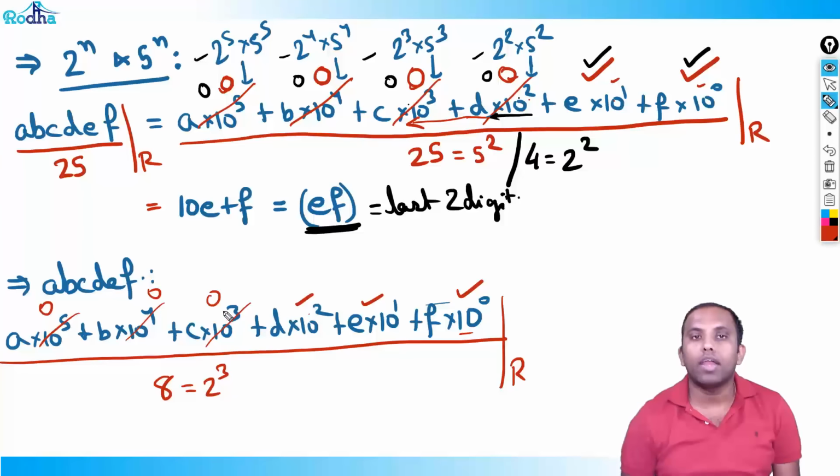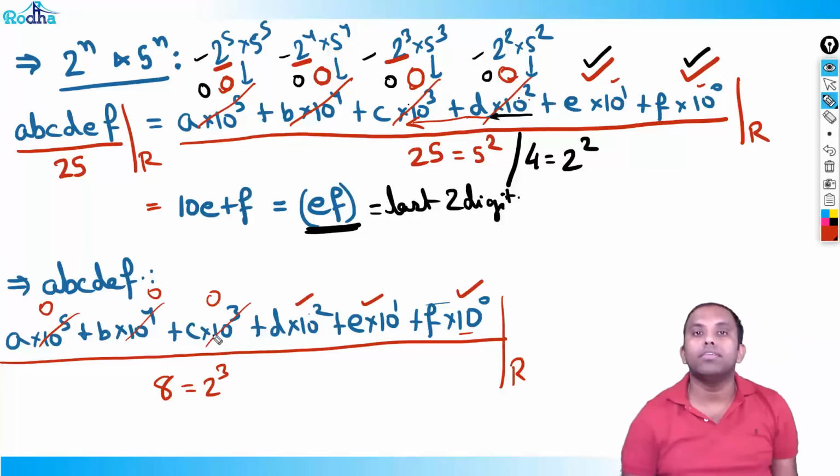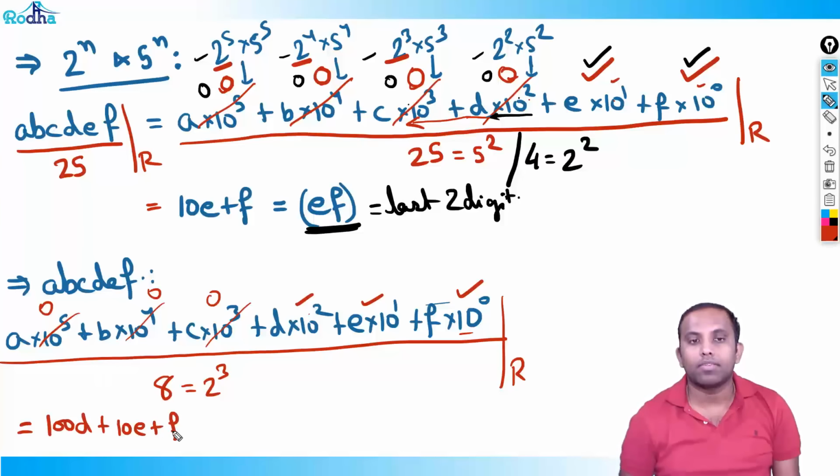Because after this every term, see this term contains 2 raised to 5, 2 raised to 4, 2 cube. So after this every term contains a 2 cube, right? So 2 cube will completely cancel. What is the remainder? 0. So what am I left with? I am left with 100D plus 10E plus F. That is nothing but DEF.